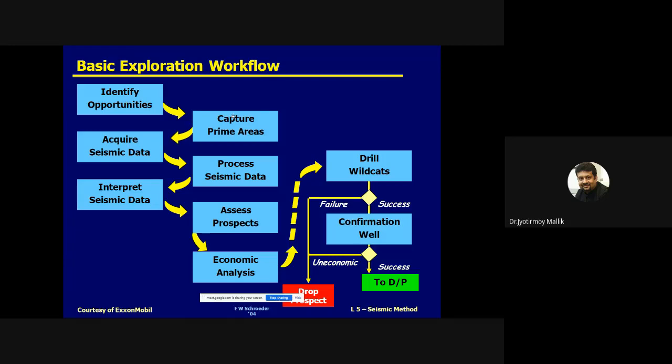Then what do you do? You divide that area into sizable blocks which you can work out. Then you capture prime areas. Maybe within the west coast of India, the Gulf of Kutch is most prolific. So I narrow down the area, and on that area I will acquire my reflection seismic data. What does acquisition of reflection seismic data mean?